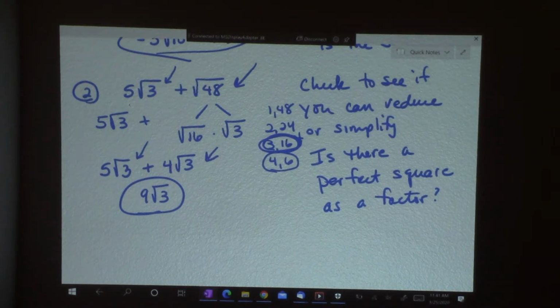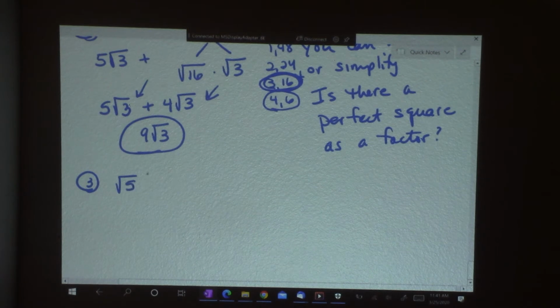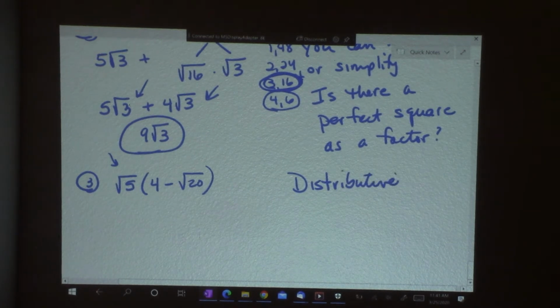Now we're going to do a little bit of multiplying. So I have number 3, the square root of 5 times 4 minus the square root of 20. Okay, so I've got a radical on the outside that is multiplied by both things on the inside. This is the distributive property, and when we think of the distributive property, what do we think of?